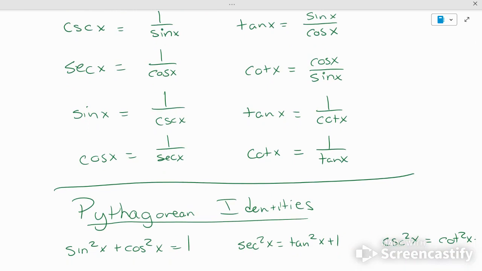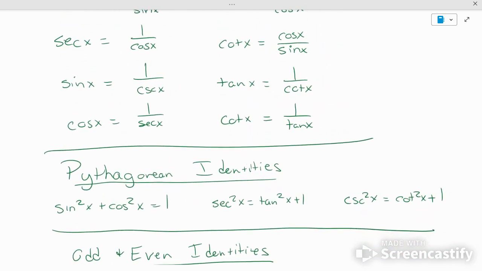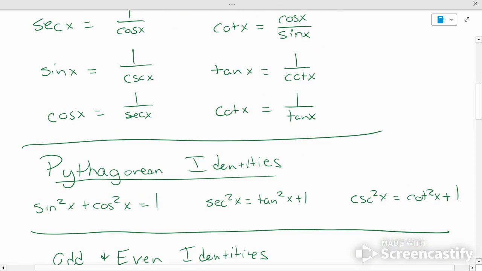The next section is going to be called Pythagorean identities. So that'll be another section on your note card. Okay, so our Pythagorean identities are sine squared plus cosine squared equals 1, secant squared plus tangent squared equals 1, and cosecant squared equals cotangent squared plus 1.